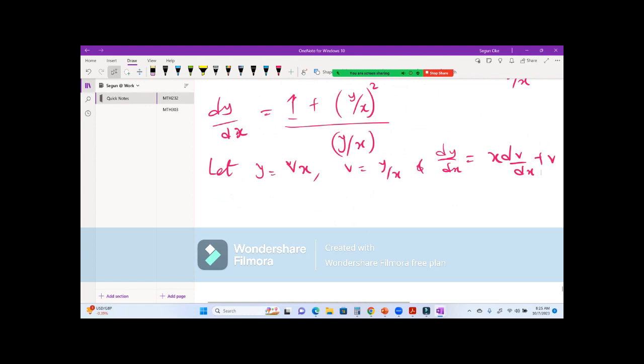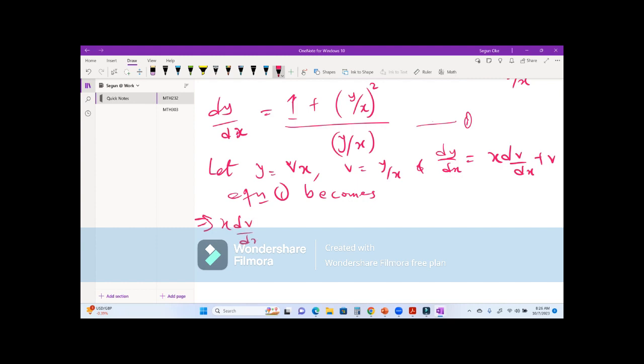So now let's represent them. Now we have it. The dy/dx is here. Let's substitute this one. I can call this one equation 1. Then equation 1 becomes, let's look at it, x dv/dx plus v. That is dy/dx equals 1 plus, what is y over x? Do we agree?